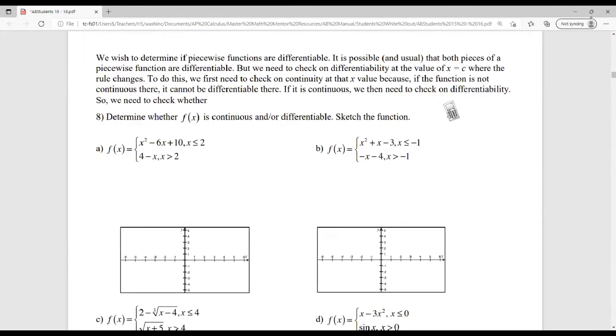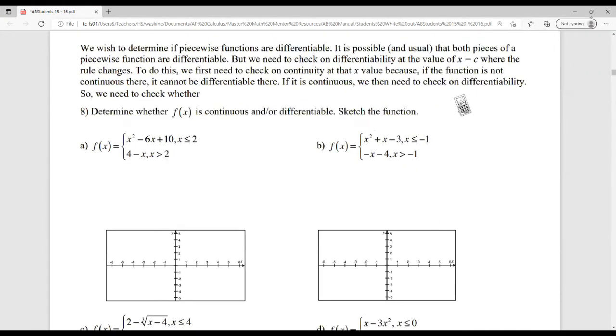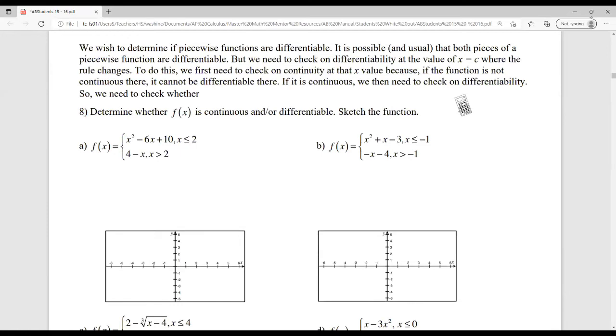All right, so looking at some piecewise functions, we want to look at the point where the rule changes and see if it is differentiable there or not. So we wish to determine if piecewise functions are differentiable. To do this, we first need to check continuity. If you're not sure what continuity is, you need to go back and check part 1 of chapter 15 and watch that video first. Once we check if it's continuous, then we can check on the differentiability.